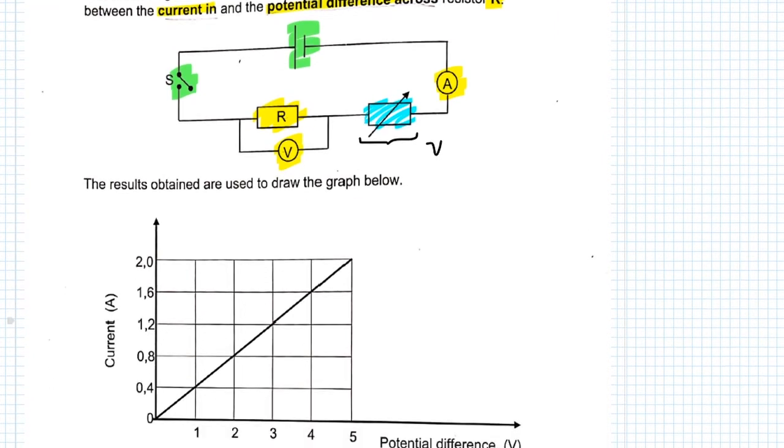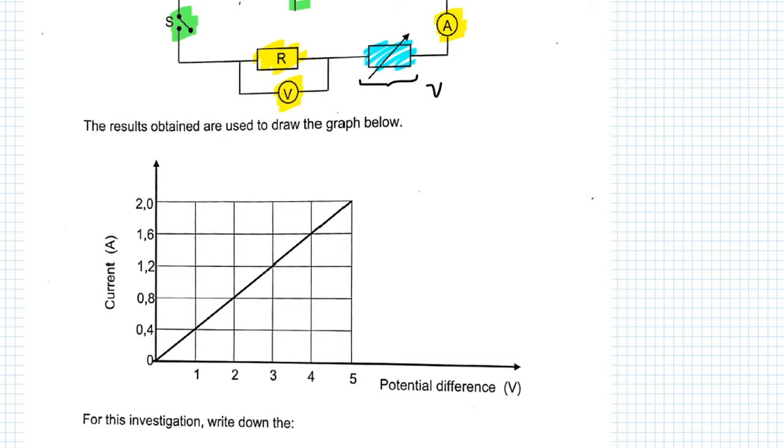And I know this because if we take a look at the results that are given in the graph below, we see that potential difference is given on the x-axis. Remember, on the x-axis, we plot the independent variable. This is the variable that we change ourselves, that we decide to change and how to change. On the y-axis, we have current. And since the current is plotted on the y-axis, we know that this is the dependent variable. This is the value we're interested in measuring, which changes as a result of the independent variable.